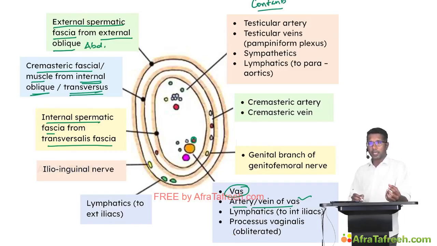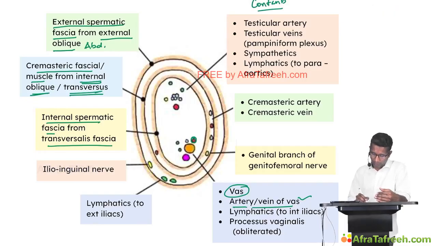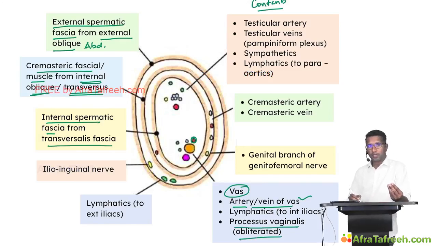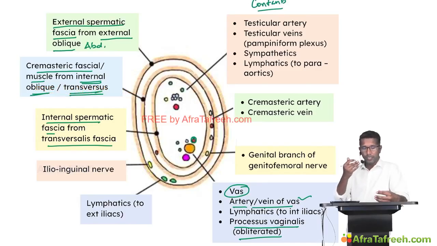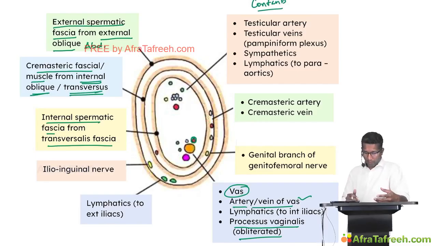Sometimes a part of the peritoneum comes along with the testis and the spermatic cord, and it forms a small projection here, which is called the processus vaginalis. Processus vaginalis is the tract of peritoneum which comes to the scrotal region. When the testis descends, it takes a pouch of peritoneum along with it, and that is called the processus vaginalis. So this is about the contents here.